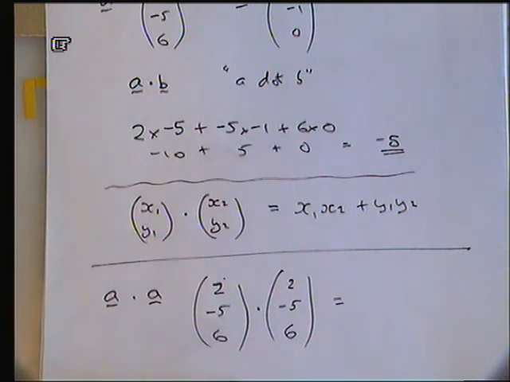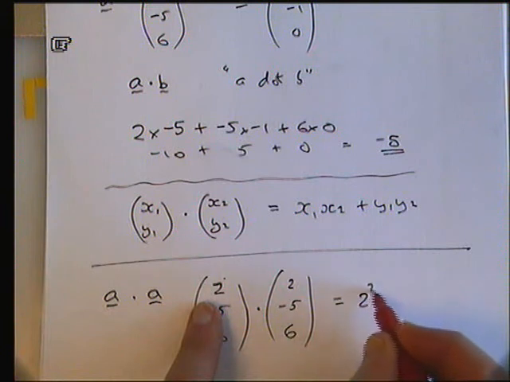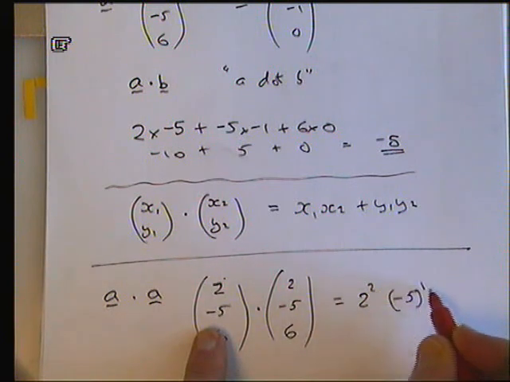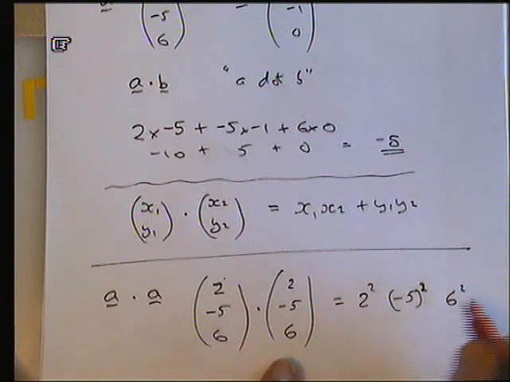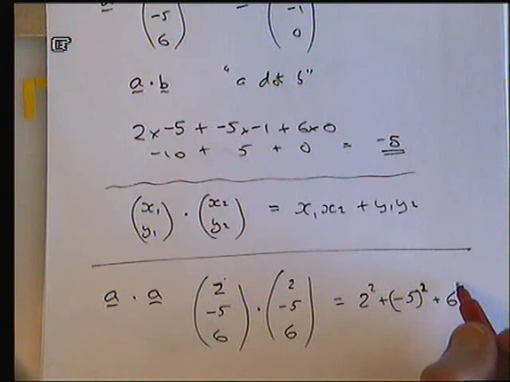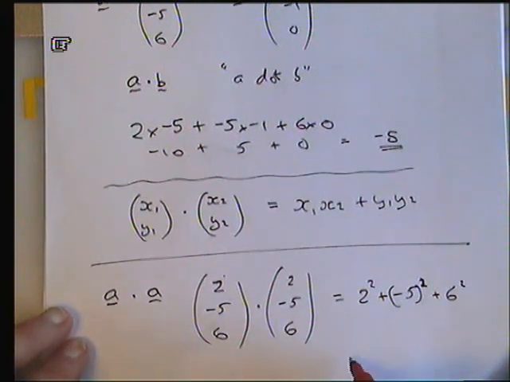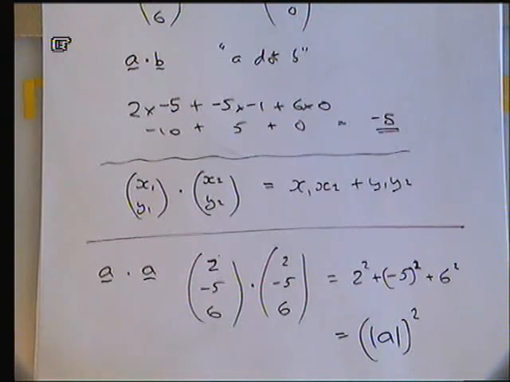Right, what have you just said, Gavin? Well, it'll be 2 times by 2. It'll be minus 5 times minus 5. It'll be 6 times by 6 added together. Is that like anything we've seen? Yeah. If I square rooted that, that would have been the length, which we called the, not magnitude, the right first letter, modulus. So that is the same thing as the modulus of A, all squared. So if you dot something with itself, you're actually finding the square of the length of that vector.